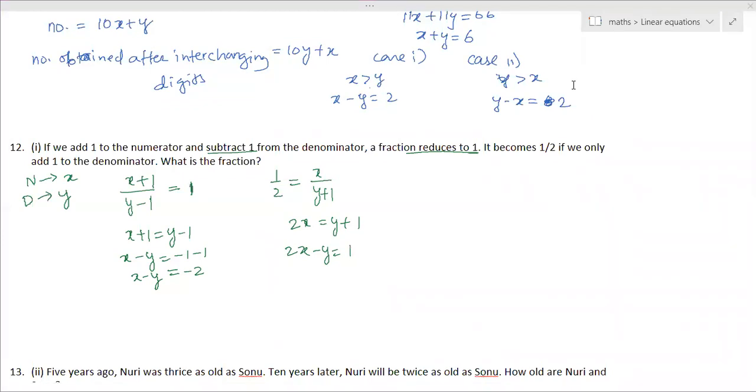So you have to write in the form x by y. The fraction is x by y. So you write it in the form of a fraction. If you don't write the last answer in terms of a fraction, then you will lose marks. Everyone start doing this.